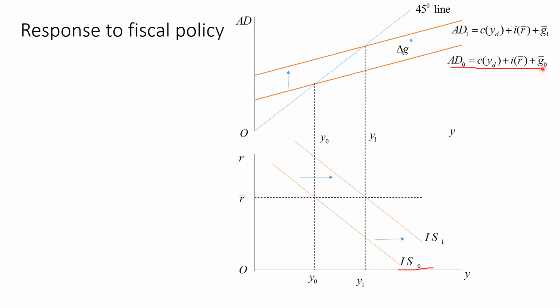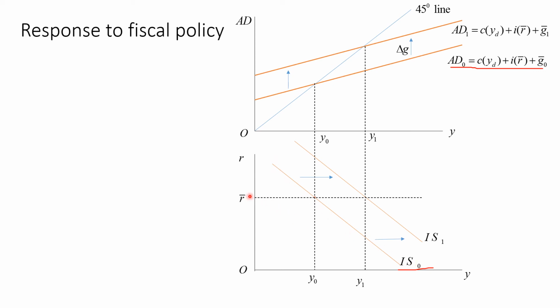Say this is your aggregate demand line. You are drawing this with respect to a specific R. So aggregate demand is equal to consumption, which is a function of disposable income, plus investment with respect to a specific R, plus G0. G0 is your initial government expenditure, and there you are getting the IS curve at IS0.